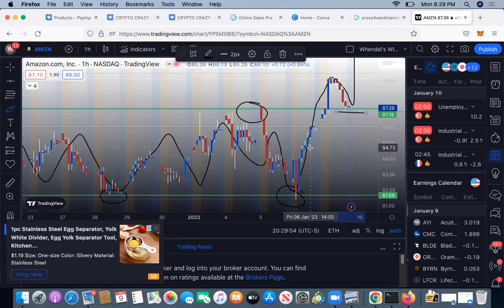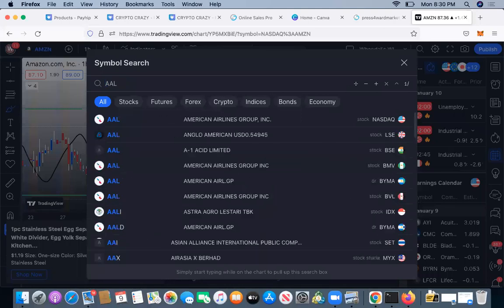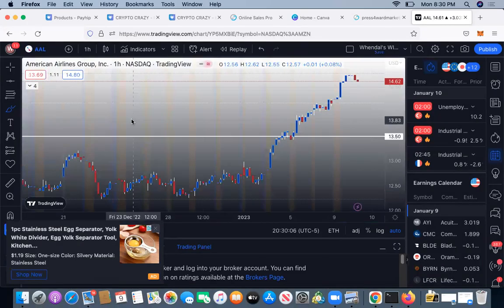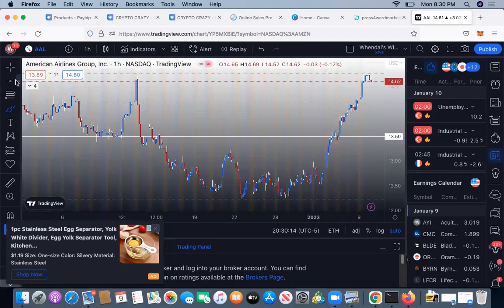Let me pull up the indicators too, man. Let me pull up American Airline, because you can trade American Airline with a little bit of money in your account. You don't gotta have that much money in your account to trade it. All right, so American Airline looks like it's about to drop, right? How do I know that already?